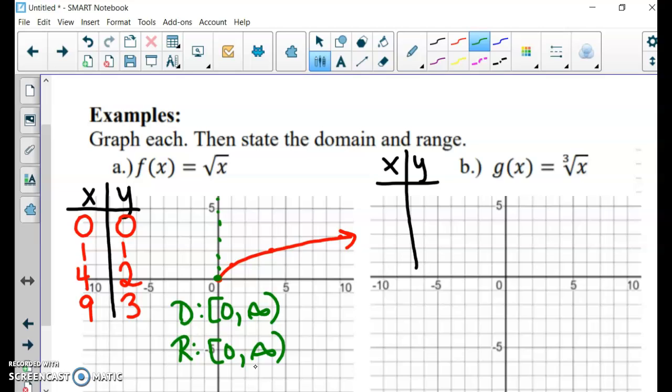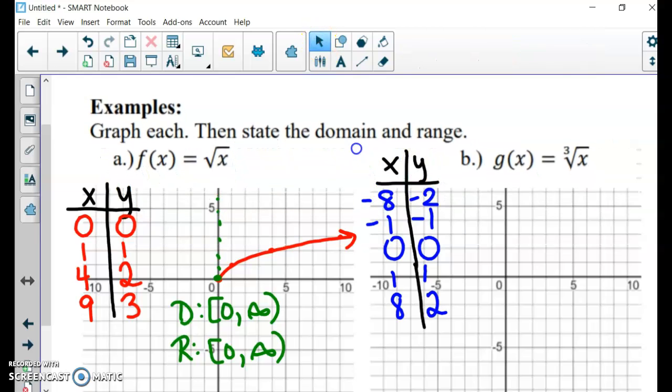Now looking at part B, g of x equals the cube root of x. Previously we said with a cube root, you can take cube roots of negatives. We are still going to plug in 0. The cube root of 0 is 0. However, we could plug in -1 and -8. The cube root of -8, what times itself 3 times gives you -8? That would be -2. The cube root of -1 is -1. Any positive numbers? The cube root of +1 is 1, and the cube root of +8 is 2. So let's take a look at this graph.